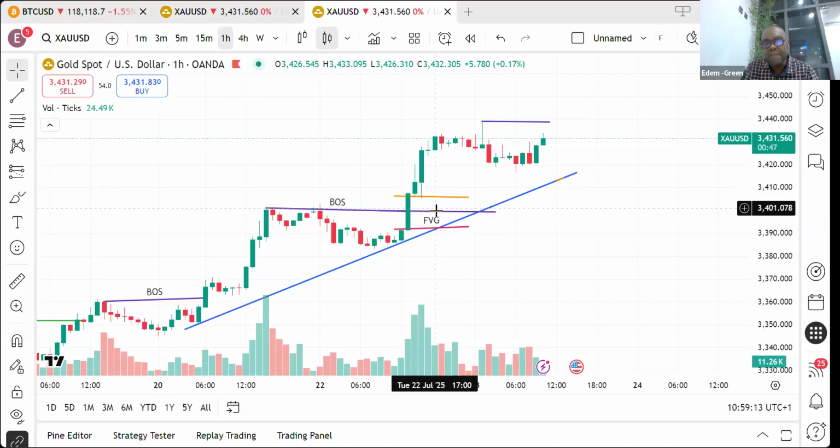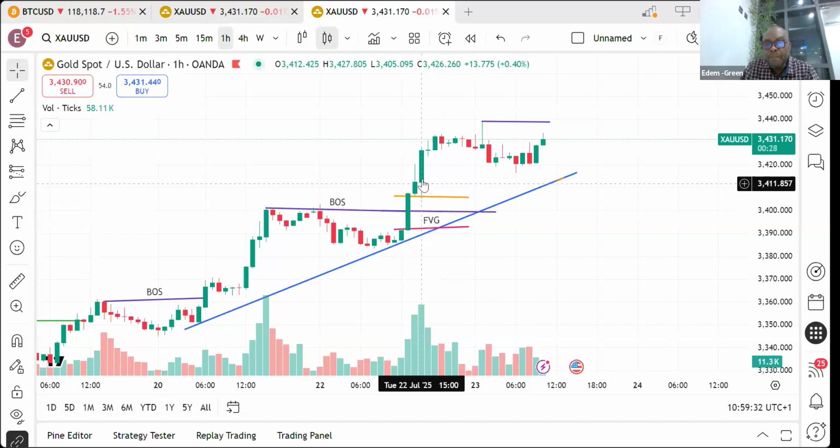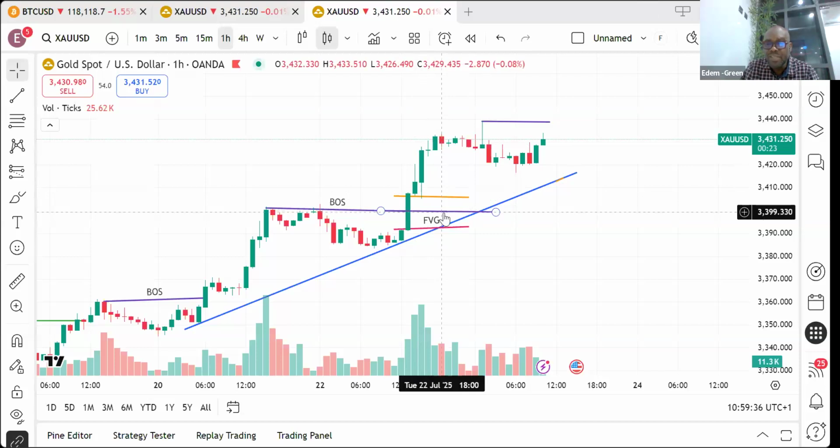I'm also saying that manually, for you to know when the fair value gap is not valid, it is when it breaks the 50% mark. You can literally see and identify this with your eyes. When the market comes up here and does not respect this 50% and goes down, know that that fair value gap is invalidated.